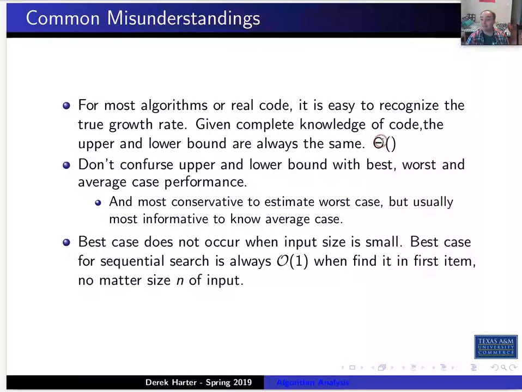So it's actually a big theta growth rate of n log n. So it won't do worse than n log n, but it won't do better than n log n. So Big O and Big Omega confer the upper and lower bounds, with the best, worst, and average case performance. So big O and big omega, that's talking about upper bounds and lower bounds. A big theta means when both the upper and lower bound are known to be the same for an algorithm.